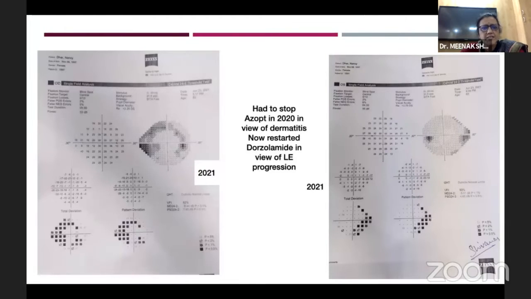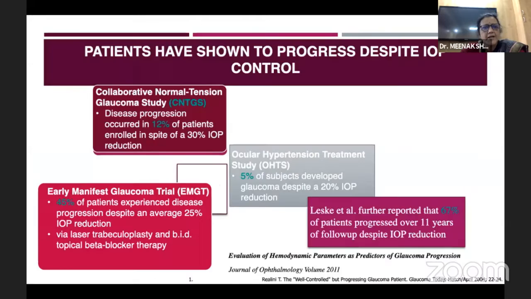From 2019, she had to stop the medication as she was intolerant to it because of dermatitis, and we can now see that the patient has progressed. Now we have started the patient on dorzolamide. In this patient, we all know that there are lots of patients who progress despite IOP control, and this has been substantiated by many population-based studies.